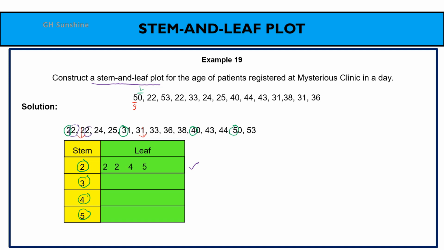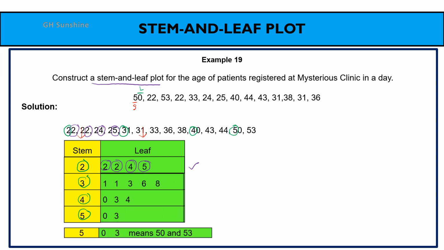2, 2, 4, 5. Ascending order. Okay, next, do the rest of the data. So this one, stem and leaf plot.